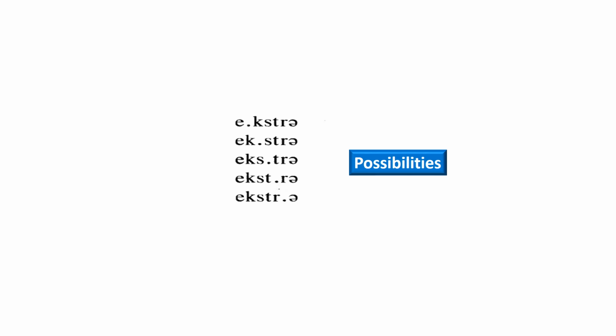Here we can see 5 possibilities for extra, using a dot to mark the boundary. The choice of where to place the syllable boundary in these cases is controversial, and there is no single rule that can consistently determine the division without running into problems.